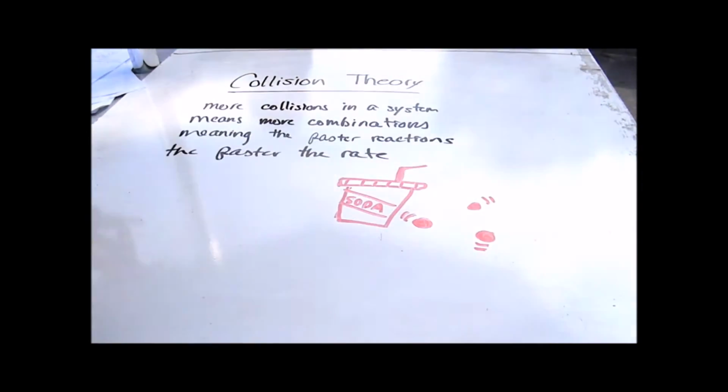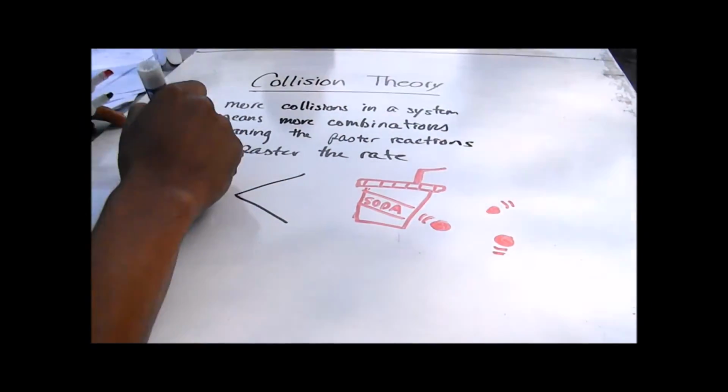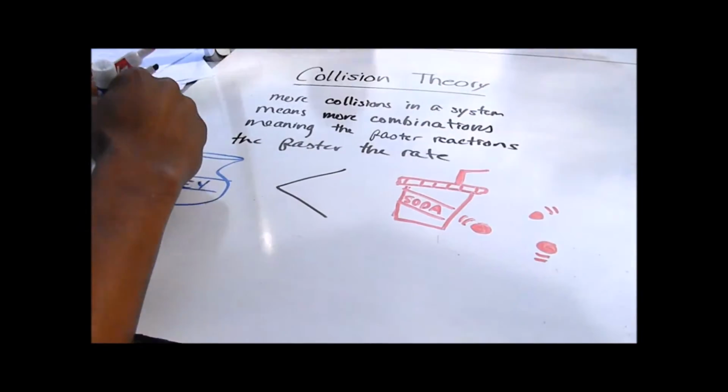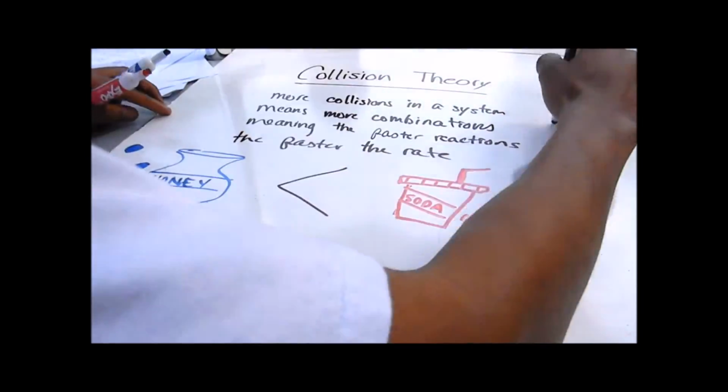So we have an example of soda and honey. The molecules in honey move slower than those in soda, despite them both being liquids. That is because there is a lower number of collisions in honey.